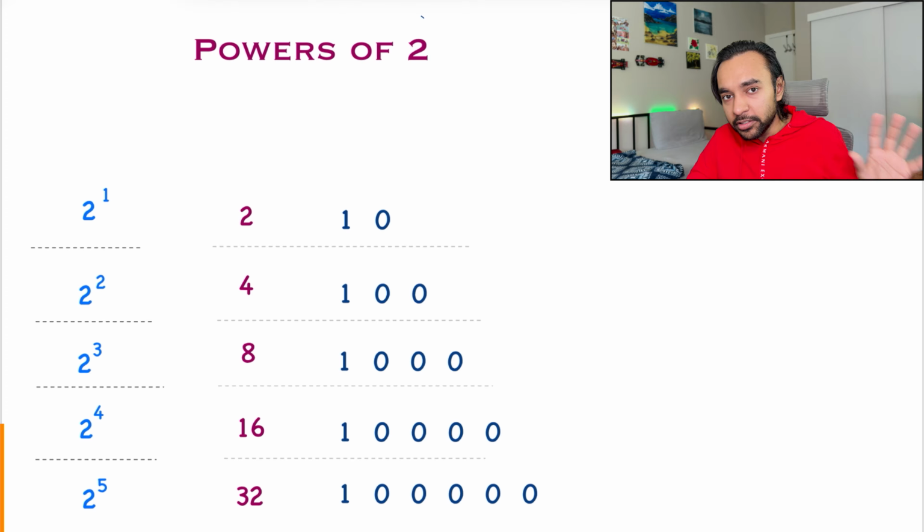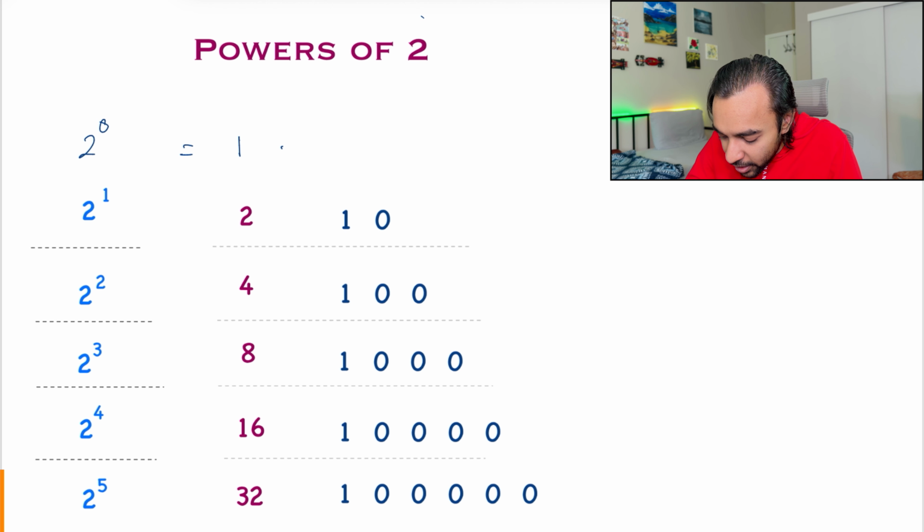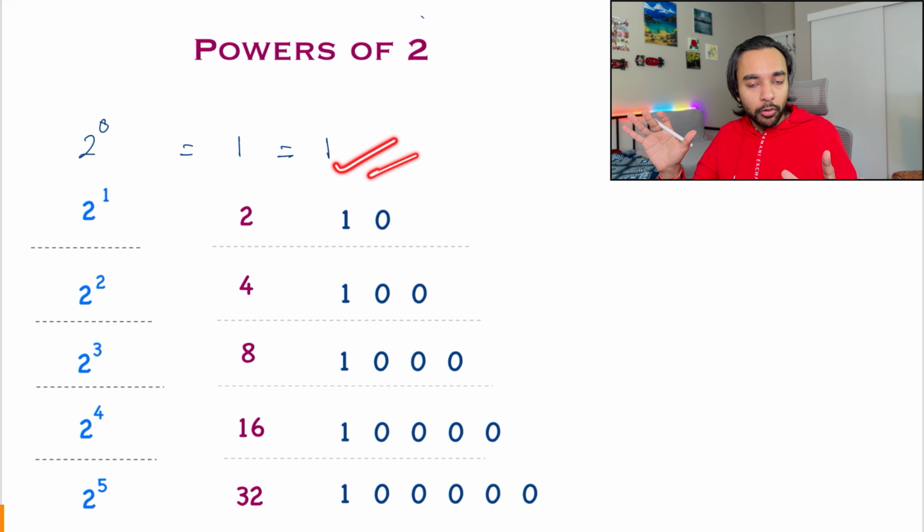Actually, this concept is not just limited over here. If you also notice, what is 2 to the power of 0? 2 to the power of 0 is actually 1. And what does that mean? 1 followed by 0 zeros. So this holds true even over here.